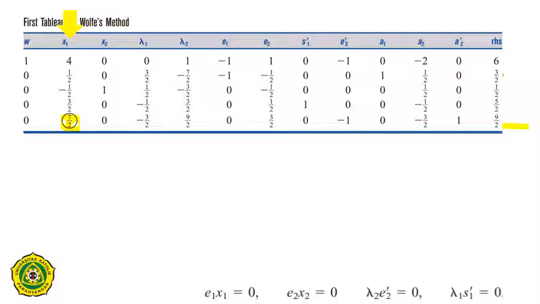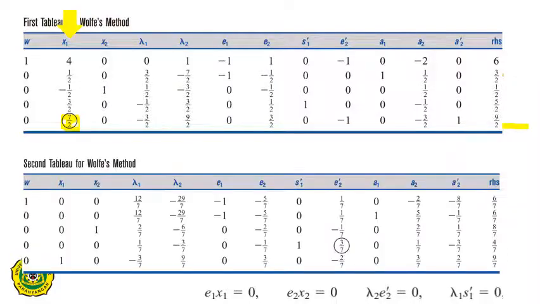So in other words, again, in the next table, that position in the x1 column must become 1, and all the other values in this column must become 0. And how can you do this? You perform elementary row operations.